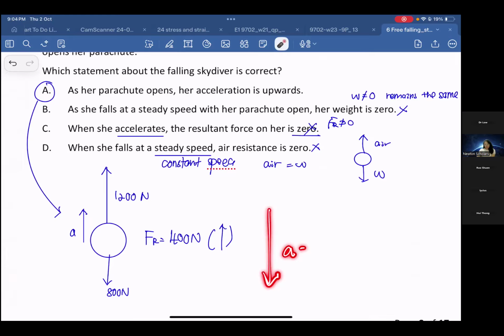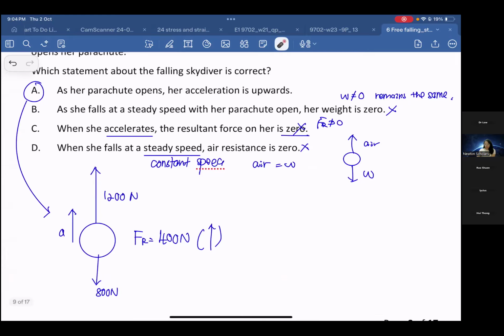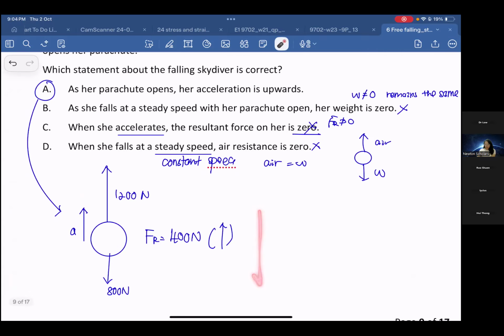So your acceleration opposes your motion. So at the end, the acceleration that we get is actually a negative value. That's why we slow down. But what is the direction of your acceleration? It actually follows the resultant force. It will be upward. So we can say that it's negative a, so the answer is A. Any question?